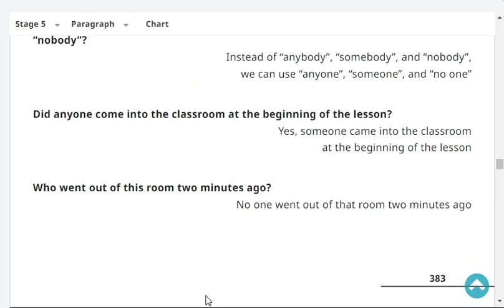Did anyone come into the classroom at the beginning of the lesson? Yes, someone came into the classroom at the beginning of the lesson. Very good.